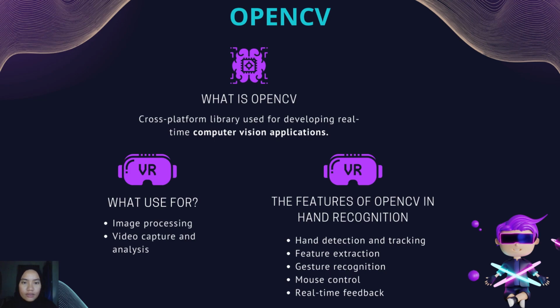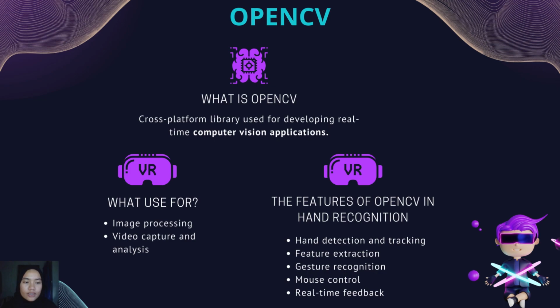Okay. Now, the features of OpenCV in hand recognition. Firstly, hand detection and tracking, as it provides tools for detecting and tracking objects in image and video streams. In the case of hand recognition, this involves detecting the hand within the video feed. Techniques such as background subtraction, color-based segmentation, and contour detection can be employed to identify the hand in the image or a video frame.